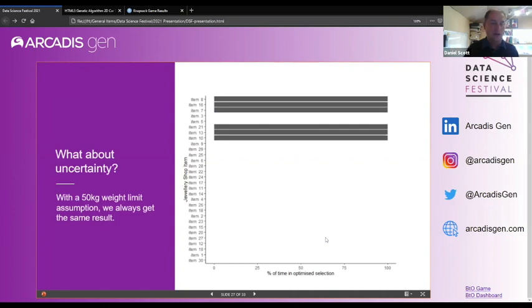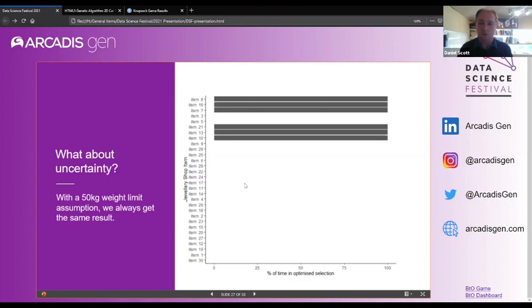So in our jewelry theft game, we had a 50 kilogram weight limit on our bag. And if we stick with the 50 kilogram weight limit and we keep running the optimizer over and over again, we'll always get the same answer, which is our 118 score, and we'll always select these 6 items that are on the screen at the moment.